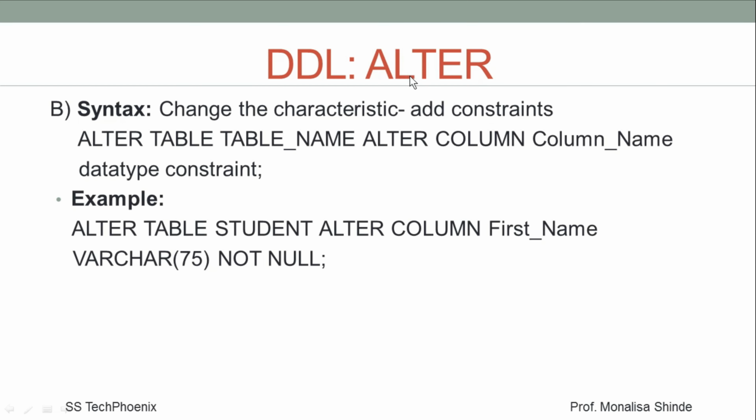Now next, the alter command is also used to change the characteristics. Characteristics in the sense constraints. We can add or delete the constraints. Now what is meant by constraints? It means rules. With the help of constraints, we can limit the data entering the database. We can make some rules so that only this type of data goes into the database.